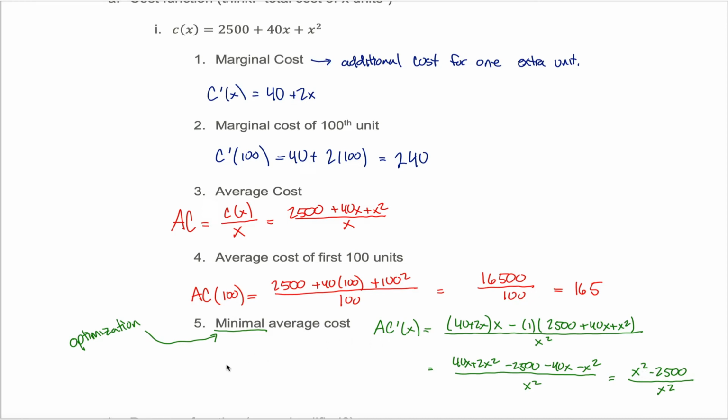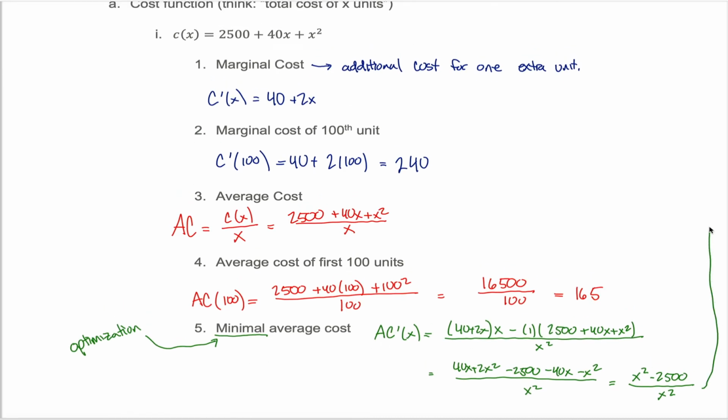Now that I have the derivative, I can figure out critical values. I'm a little bit low on room, so maybe I can do that up here. I find critical values for any function by taking the derivative of that function and setting it equal to 0. So if I want the critical values for my average cost function, I take this function's derivative, which we just figured out, and set it equal to 0.